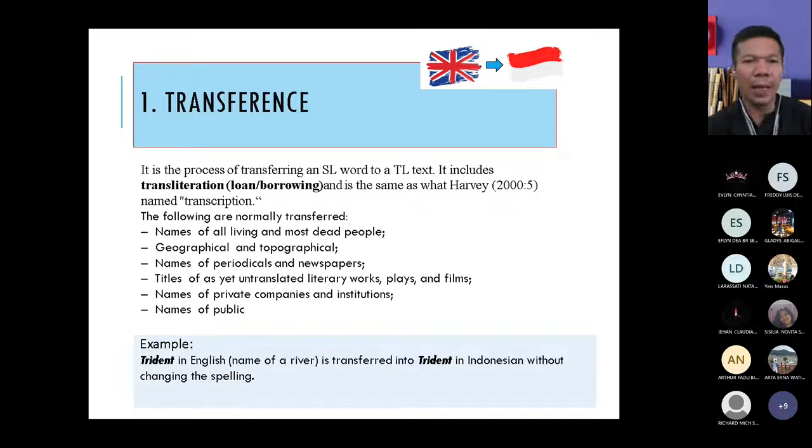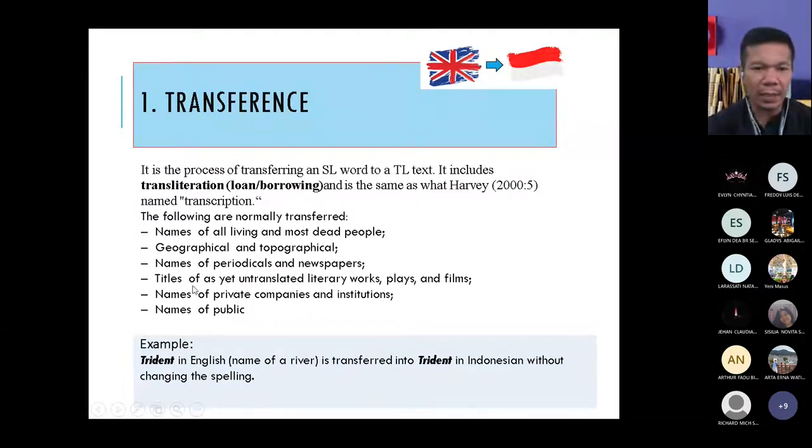Okay, usually we transfer the text based on this information. We transfer the word into the target text because they are names of all living and most dead people, and they are geographical and topographical names, and they are the names of periodicals and newspapers.